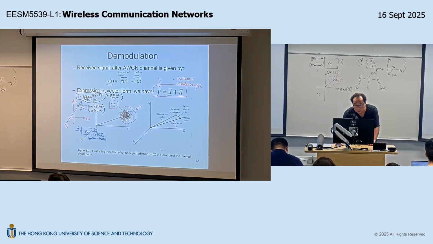But then the size of this three-dimensional noise sphere would be determined by the noise power in the same way. And in a three-dimensional space, this is also spherically symmetric, meaning that the noise vector will point in any direction in the space with equal probability. So that's the spherical symmetry. This is the visualization of the received signal.